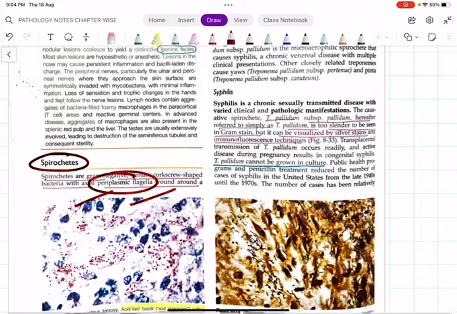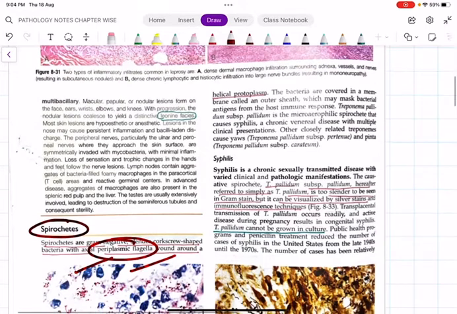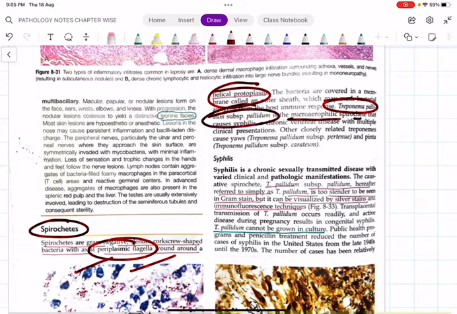Periplasmic flagella are a hallmark feature of spirochetes. Fine? And there is a helical protoplasm. The most important microaerophilic spirochete is Treponema pallidum subspecies pallidum, which is going to cause syphilis. Other subspecies like Treponema pallidum subspecies pertenue and carateum cause conditions like Pinta and Yaws, which you can read in microbiology.